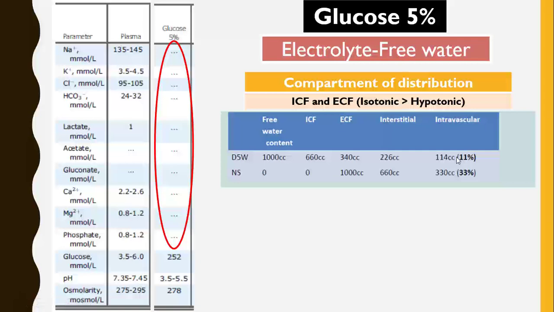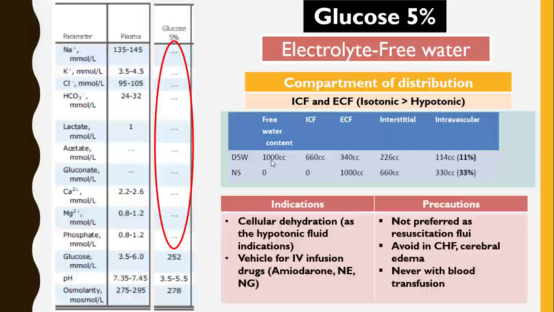In resuscitation, the main issue is the intravascular compartment and the extracellular compartment. And another issue: if I infuse a large amount of glucose 5%, it will cause brain cell swelling, brain edema, pulmonary edema, and swelling of the intracellular compartment, which is not preferred. So the indication is cellular dehydration, as an indication of hypotonic fluid. I will discuss the indications of hypotonic fluids in the next slides.